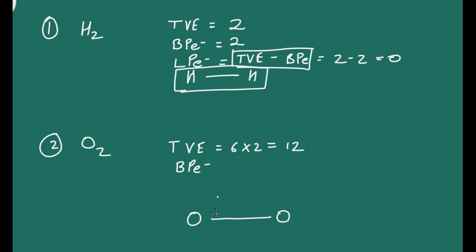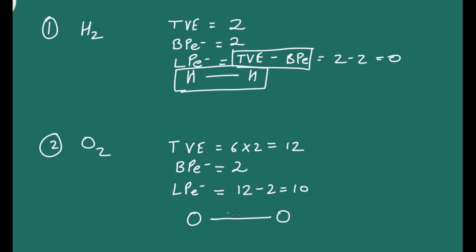Draw a single bond at first. Draw a single bond like I have done. Now how many bond pair electrons are there? There are 2 bond pair electrons. And now calculate lone pair electrons. How many lone pair electrons are there? Total valence electrons minus bond pair electrons: 12 minus 2 is equal to 10. Now there are 10 lone pair electrons.